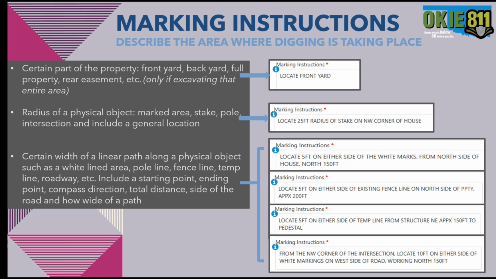So just a few examples of those different marking instructions is locate 5 feet on either side of the white marks from the north side of the house going north 150 feet. Locate 5 feet on either side of the temporary line from the structure, northeast approximately 150 feet to the pedestal. So these provide very straightforward starting points, how far to locate, what direction to locate, what side of the road if that's applicable, and if it's marked with white markings or if it's a physical identifier. All that information is very clear, very simple information to provide.